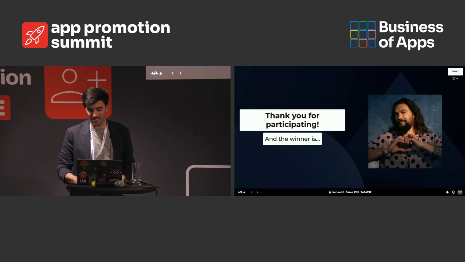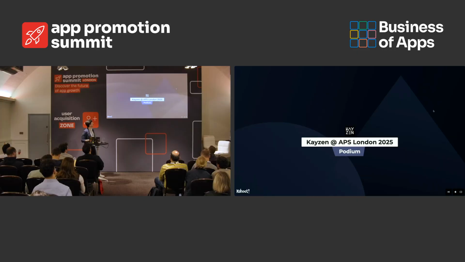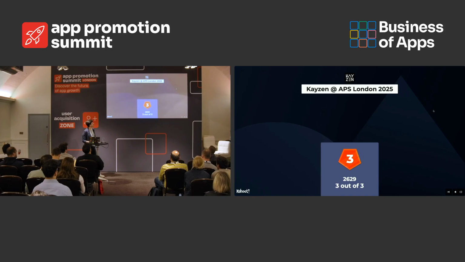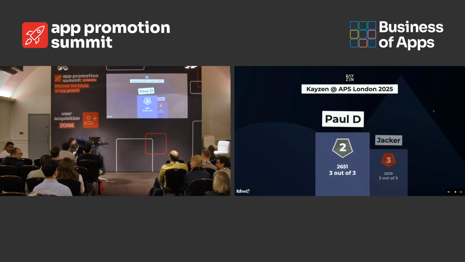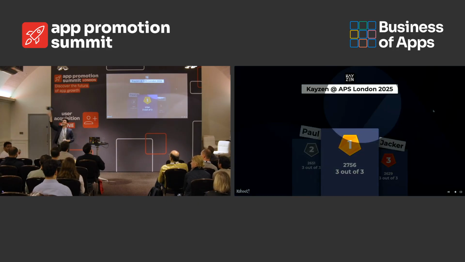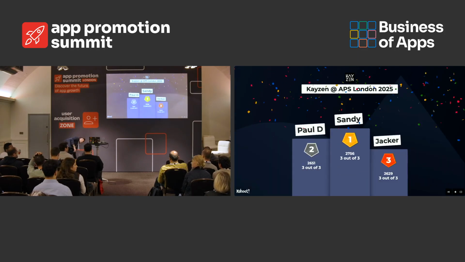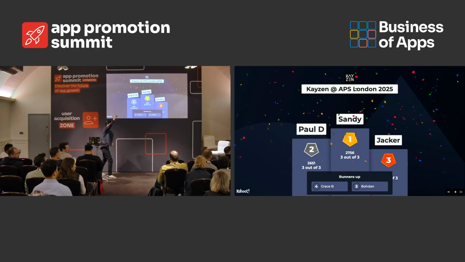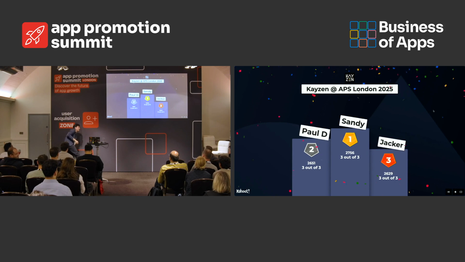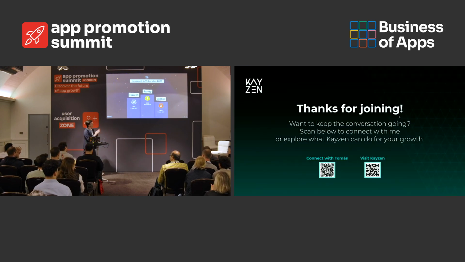So let's see who won. A little Jason Momoa for everyone. Let's see, number 3, Checker. Who's Checker? There you go. Number 1, Paul D. Who's Paul D? Where's Paul? There you go. Ready? Oh! And finally, Sandy. Where's Sandy? There you go, man. Good job, everyone. Good job.